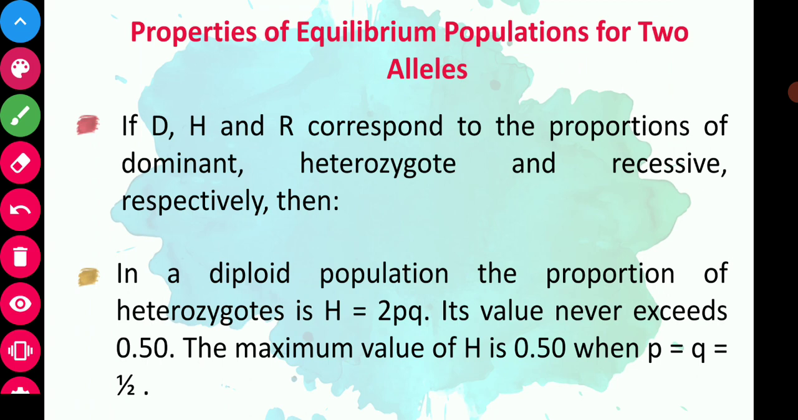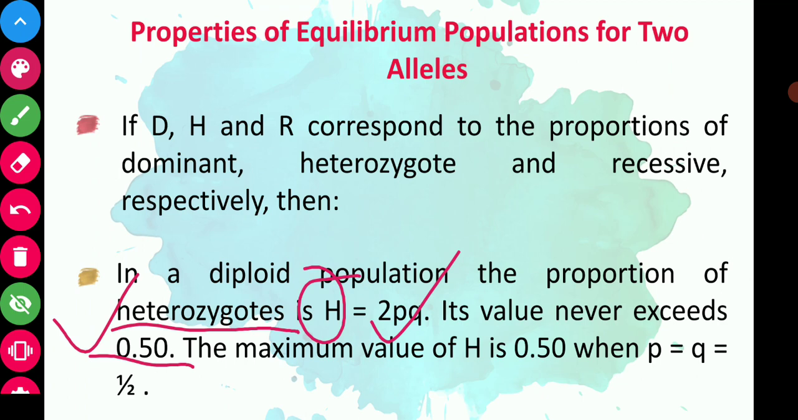Suppose D, H and R correspond to the proportion of dominant, heterozygous and recessive respectively. We have already studied that D is for dominant, H for heterozygote and R for recessive. In a diploid population, the proportion of heterozygotes, H, is equal to 2pq, and the property here is that its value never exceeds 0.5.